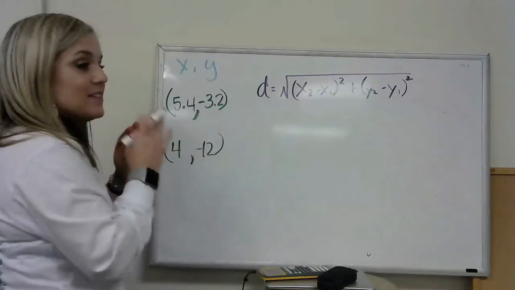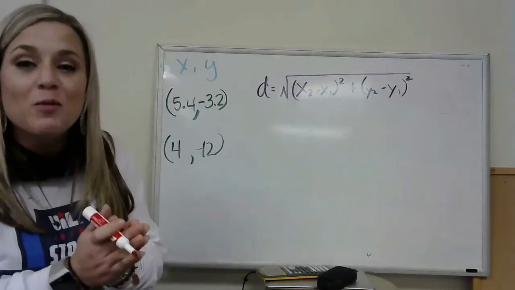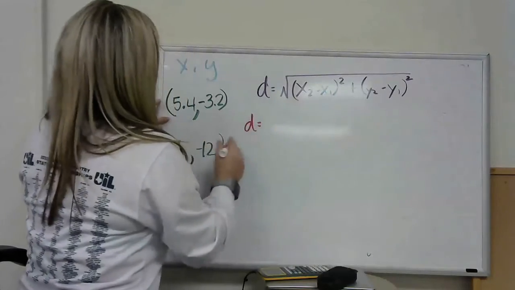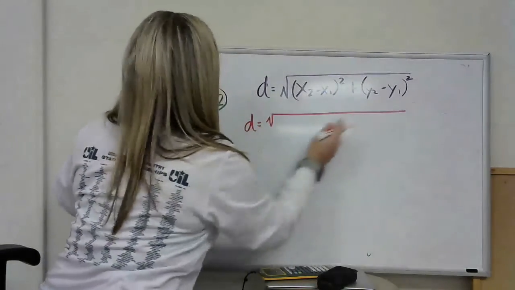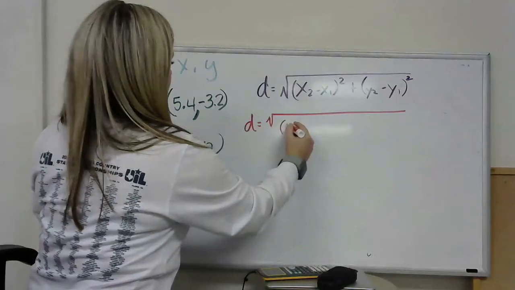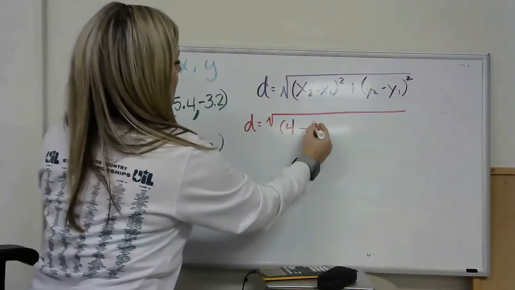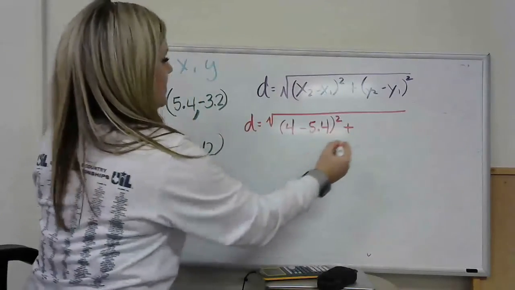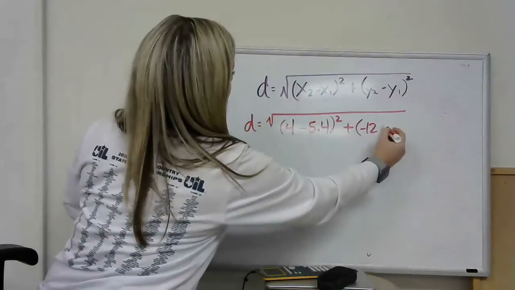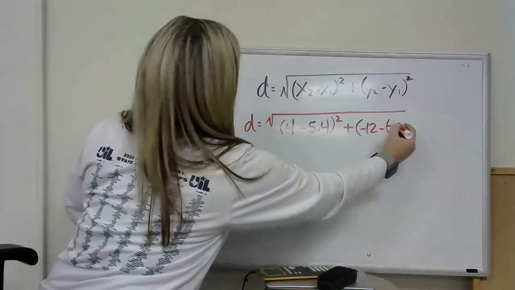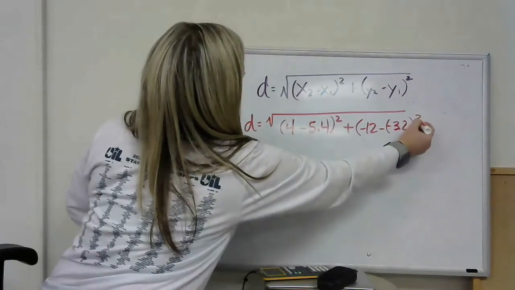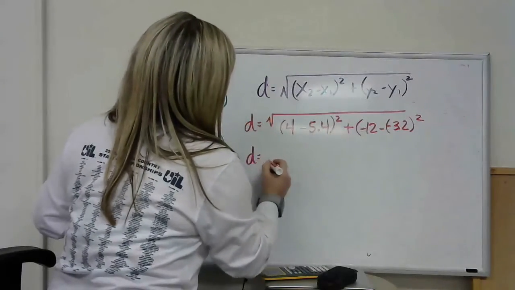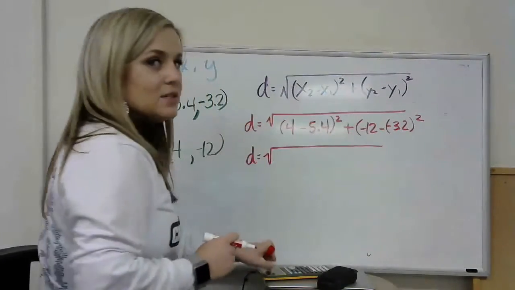So we're going to plug in. This is where I want you to try to do this on your own. This is the only way you're going to get them right. Okay, so we have D, and let's see, let's fill it in. Okay, 4 minus 5.4, and we're squaring it, plus -12 minus -3.2, and we're squaring that, okay? So, again, please try this on your own.